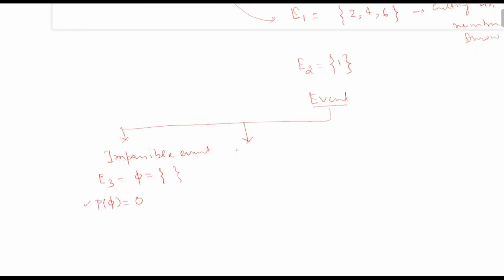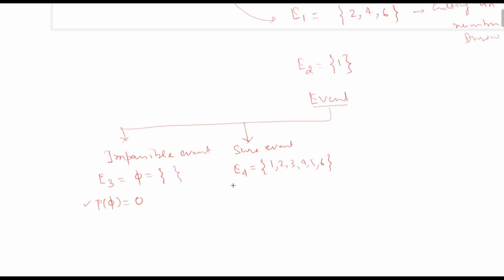Now coming to the next event, which is called a sure event. This is an event which for sure is going to happen. For example, if I throw a die, I get a number less than 7. That is certain, because I can get a 1, 2, 3, 4, 5 or 6. Whatever number shows up will be less than 7. So that is a sure event.